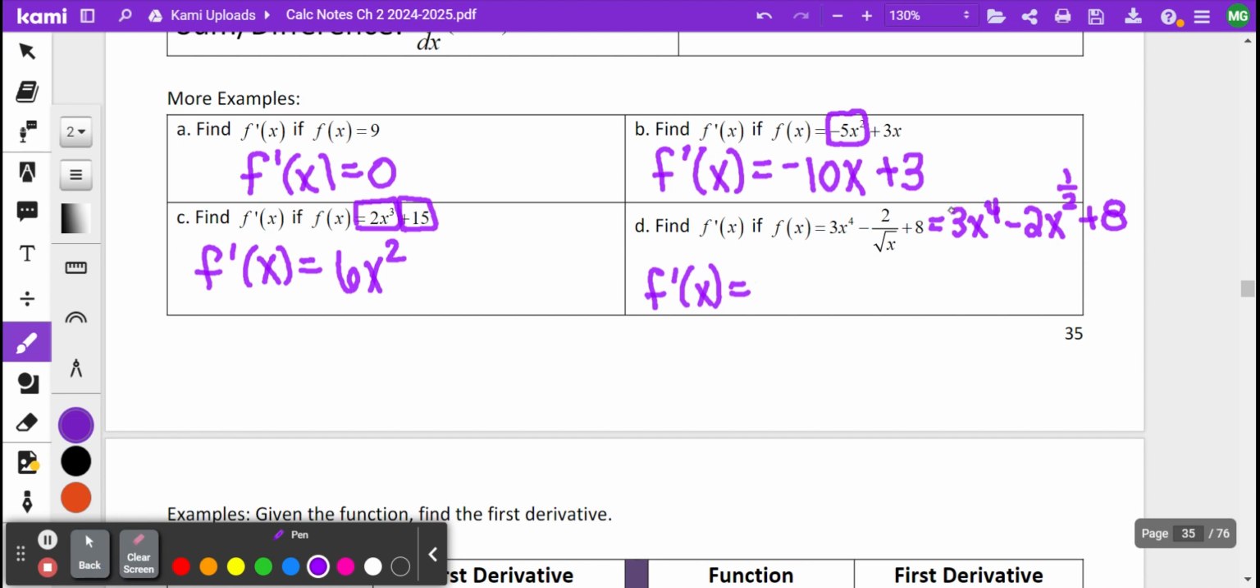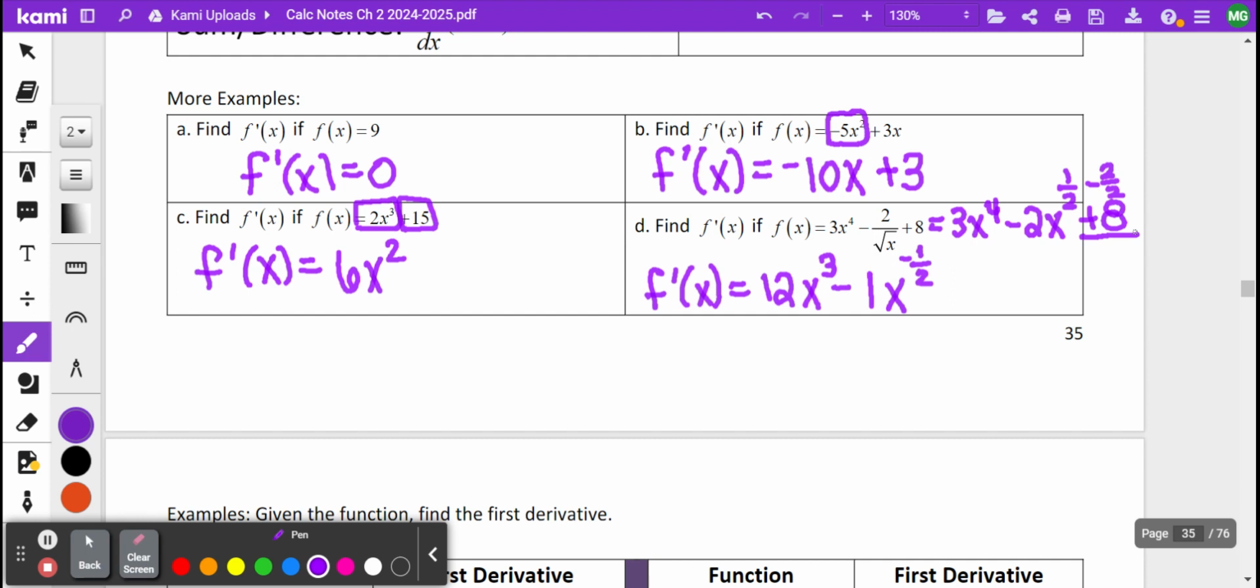So we have 4 times 3 is 12, x to the third, minus 1/2 times 2 is 1. I'll put that there for now. X to the, now you have to think about this. It's 1/2 minus 1. Maybe you like to think of it as 1/2 minus 2 over 2. Doesn't matter. However you do it, you should get x to the negative 1/2. And then, of course, the derivative of a constant is 0.